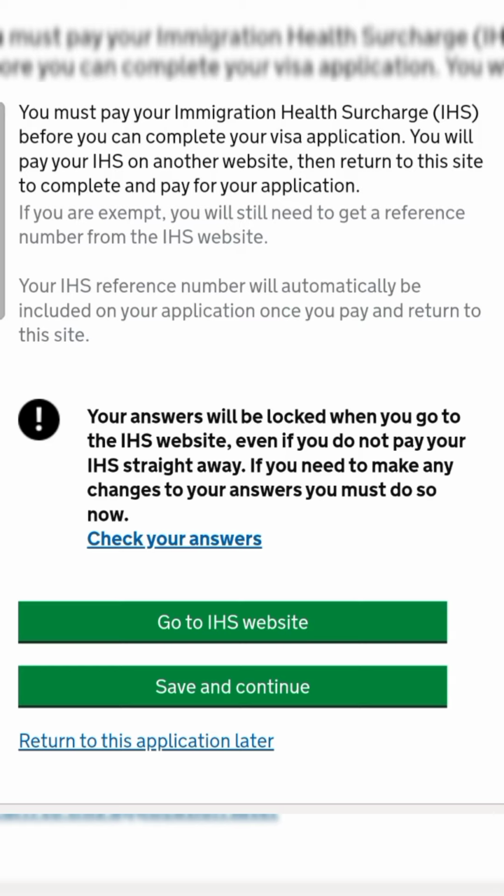So when you come to this page, you're almost at the end of your application, or at the end of filling in answers. It's the IHS page. It gives you a warning that says your answers will be locked when you go to the IHS website. If you do not pay your IHS straight away, and you need to make any changes to your answers, you must do so now. If you go ahead and say go to IHS website, you will not be able to make any more corrections on your application, and it will take you straight to the site where you have to pay for your IHS. Mind you, you have to pay for your IHS, which is your health surcharge, before you pay for your application. So keep that in mind.